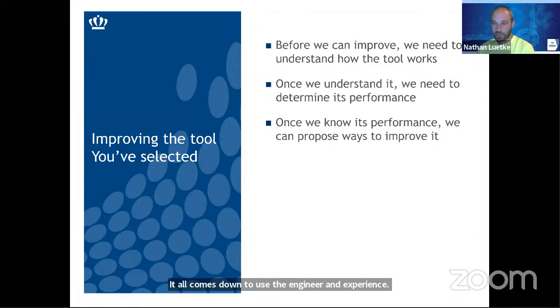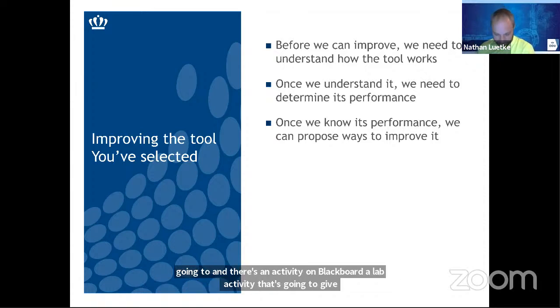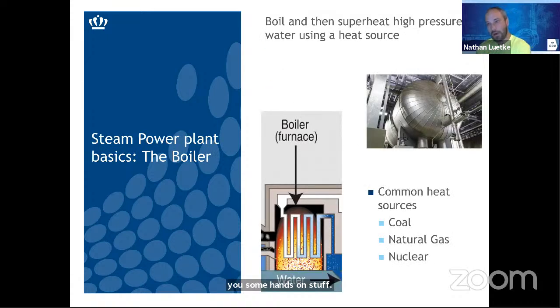So what we're going to do is understand it, then determine the performance, and then figure out how we can improve it. And there's an activity on Blackboard, a lab activity, that's going to give you some hands-on with this stuff. So we picked a steam power plant, and we're going to see how we can improve it.